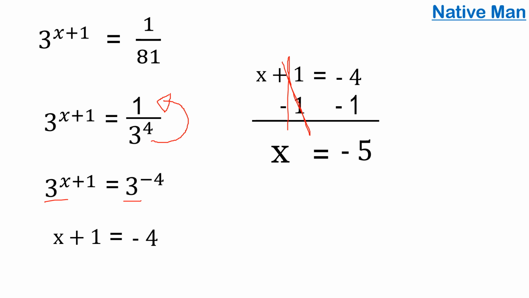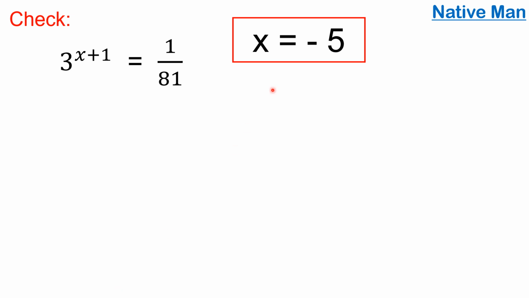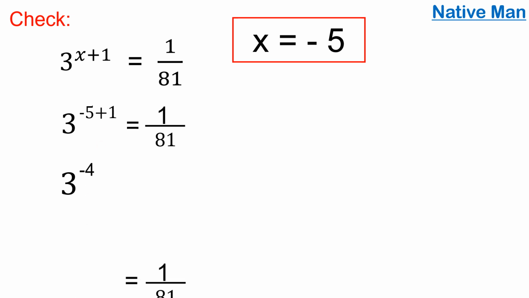So let's check if our answer is correct. Okay, so to check, get the original equation. Then we're going to substitute the calculated value of x, which is negative 5. So we just substitute negative 5 for the variable here. So 3 raised to x plus 1 will become 3 raised to negative 5 plus 1 is equal to 1 over 81. Okay, and then negative 5 plus 1 is negative 4. So 3 raised to negative 4 is equal to 1 over 81.